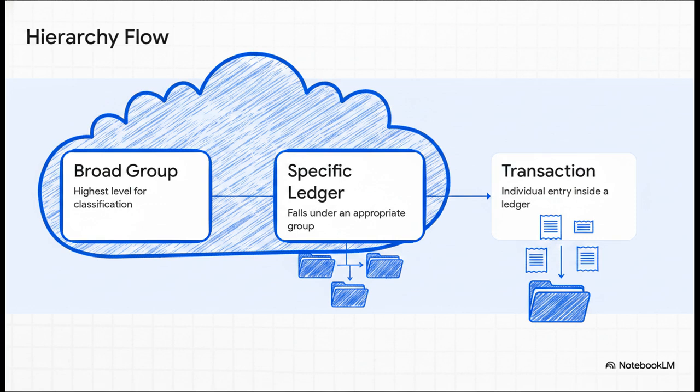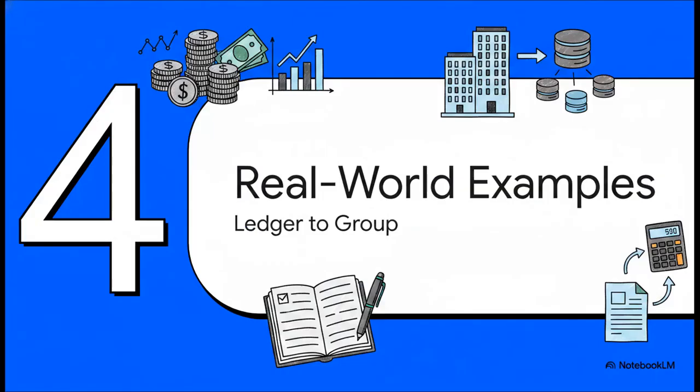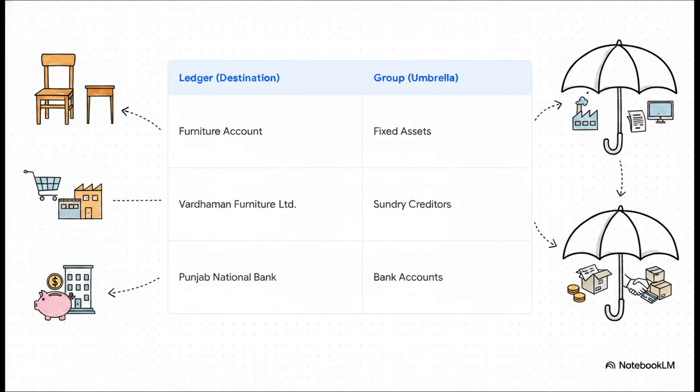When you create a new ledger, it must inherently be assigned to a parent group. You cannot, and I mean cannot, have an orphaned ledger floating around outside the hierarchy. Every single transaction rolls up into a ledger, and every single ledger rolls up into a group. Let's lock this in with some real-world accounting examples. And this brilliantly illustrates how the abstract architecture meets daily business logic.